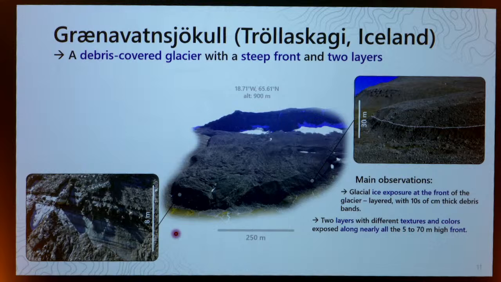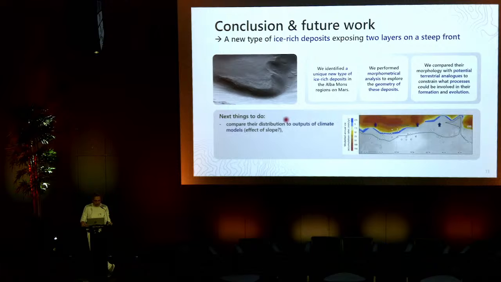So in conclusion, we found a new type of ice-rich deposits in the region of Alba Mons. We explored their morphometry, and we have been doing some measurements. We also compared this morphology with potential terrestrial analogs to try to constrain what processes could be involved in their formation and evolution. We have plenty of things that we would like to do next. We would like to compare the distribution to the output of climate models. I did it a little bit in this presentation, but there are still a lot of things to do on that point. Maybe we could try to date these deposits to see how we can place them in the chronology of water ice on Mars. And later, we will also try to explore the dynamics using numerical models.